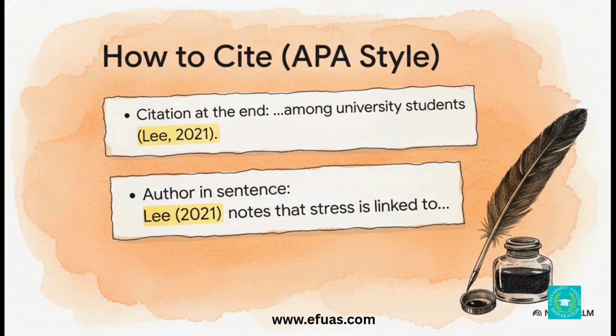Here are 2 really common ways to add a citation using APA style. You can put the author's name and the year in parentheses right at the end of the sentence. Or you can make the author's name part of your sentence, followed by the year. Just be sure to always check which citation style your professor wants you to use.